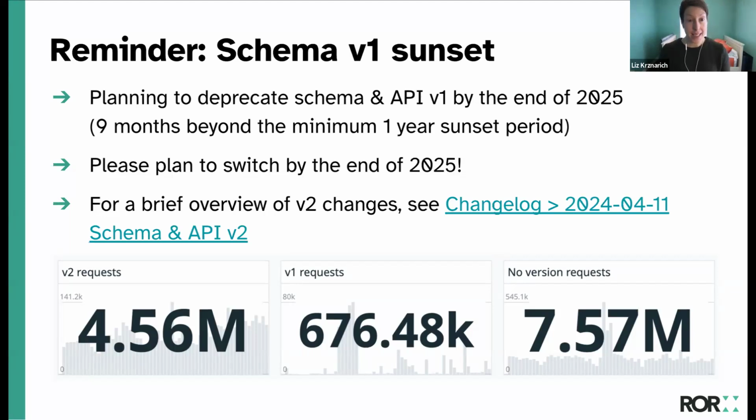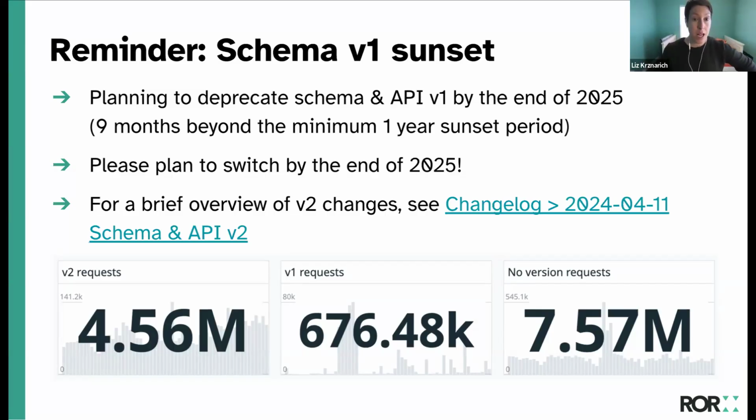So all that is to say, if you're using the ROR API and you're not using version 2 yet, please take a look at the documentation and get started on switching over to version 2. There's a brief summary of all the changes in version 2 in this changelog, but all of our documentation is available in version 2 in great detail. And if you have any questions, you can contact us at support@ror.org.